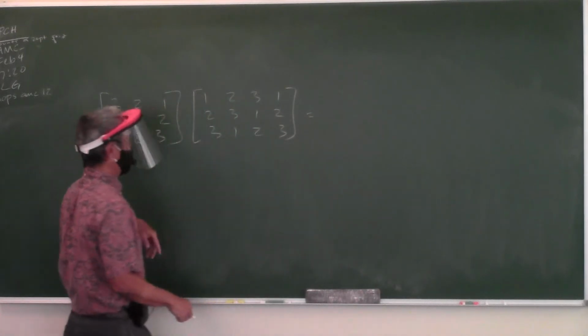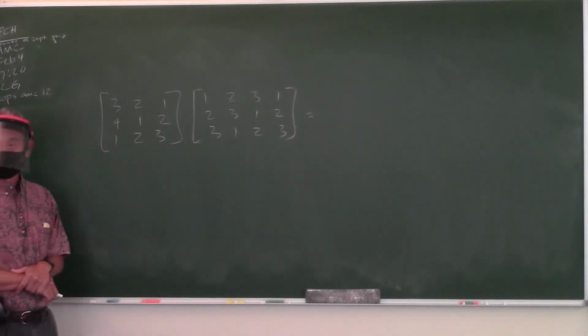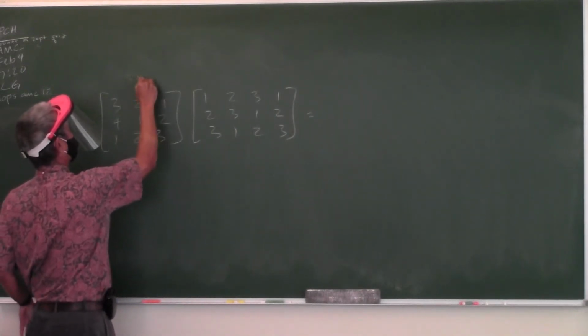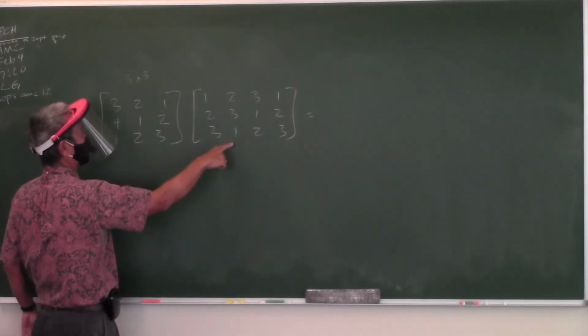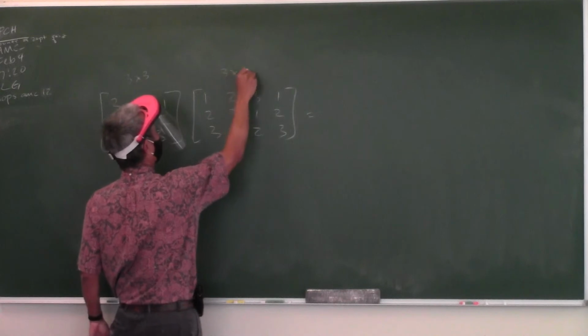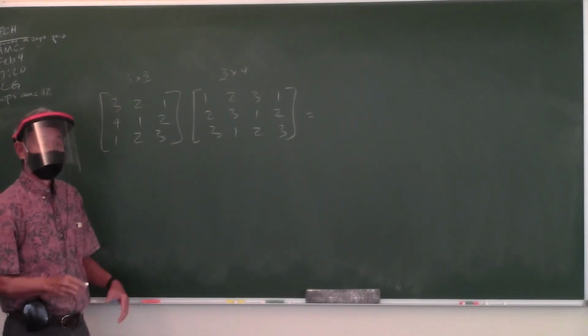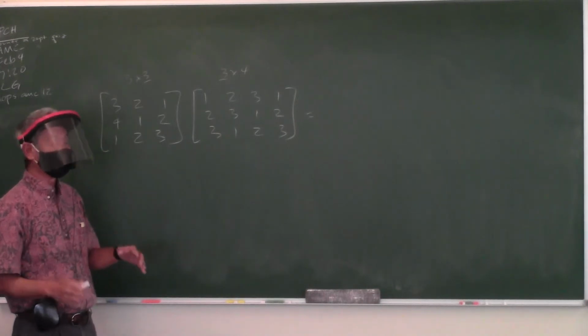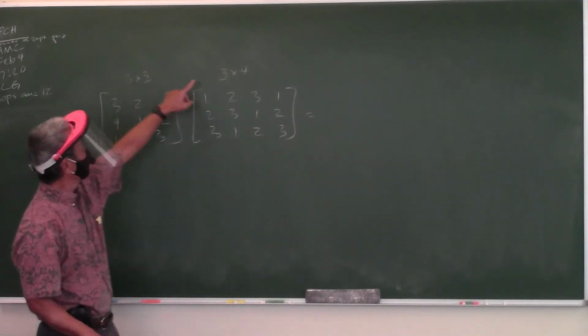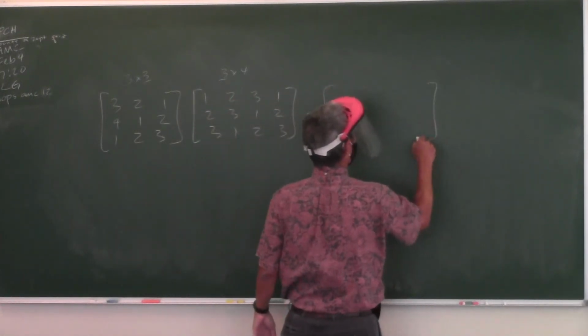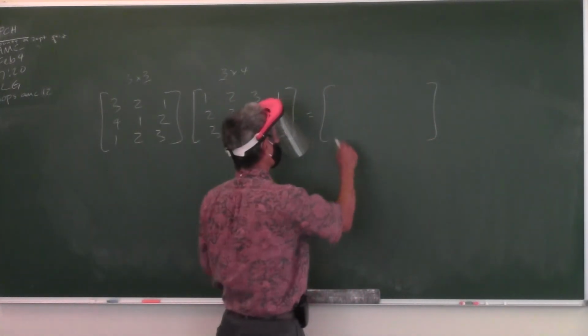Okay. First of all, can I multiply these matrices? Yeah. Well, this is 3 by 3. And what is this? 3 by 4. So this number is the same as that number. So yes, I can multiply it. What is the resulting matrix going to be? 3 by 4. You look at the two outside numbers. So 3 by 4, which means you're going to have 12 elements in it.